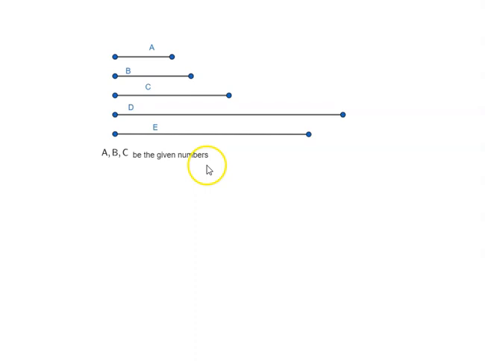Let A, B, C be the given numbers. First, we find D, the LCM of A and B. And if D is also measured by C, that is, if C measures D, then we are done. We have found a number which is measured by all the three numbers. Now we have to show that D is the least number which these three numbers measure.